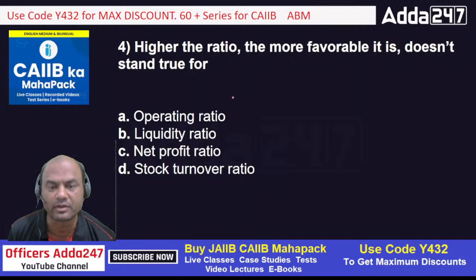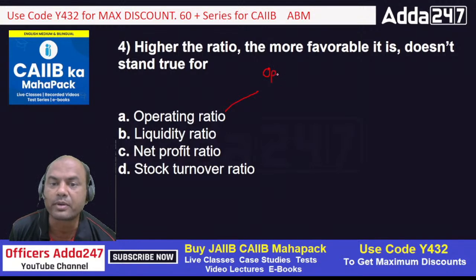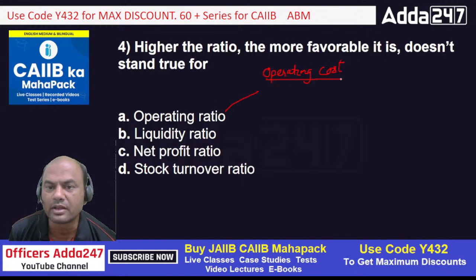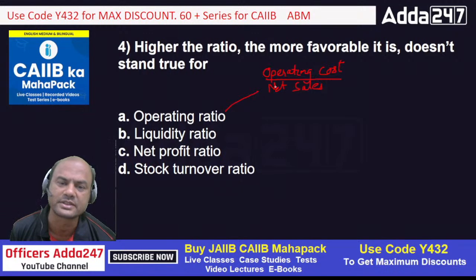So I'll give you the formula now, okay? Firstly, give me the formula for operating ratio, everyone. What is operating ratio? Operating cost or expenses we call it. Operating expenses upon net sales, okay? Net sales or total sales also you can take it. Operating cost upon net sales, okay?